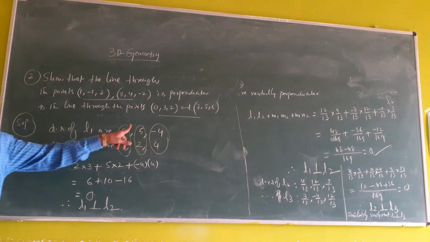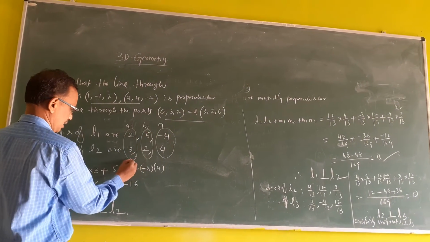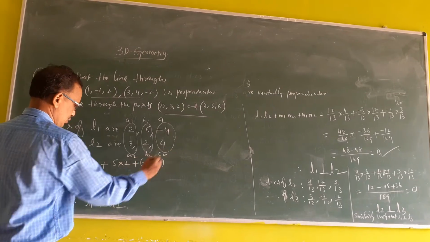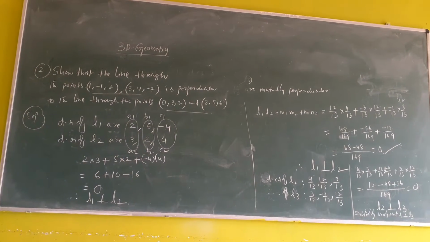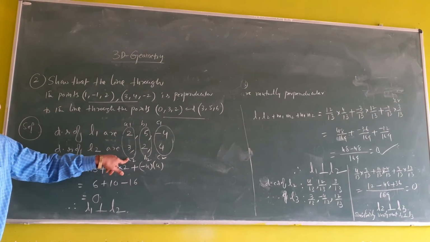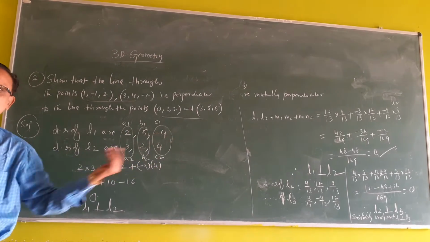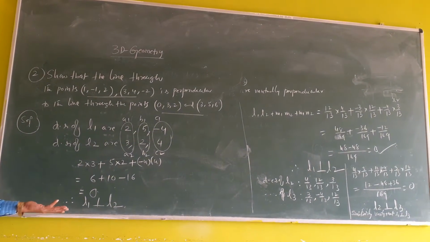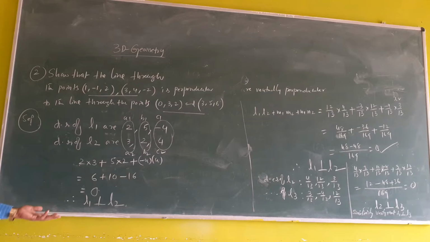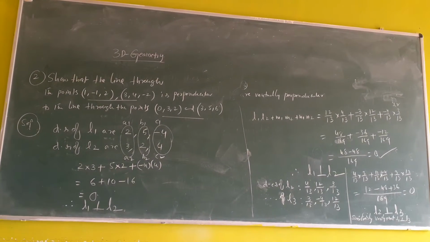With A1, B1, C1 and A2, B2, C2, we have the perpendicularity condition: A1 A2 plus B1 B2 plus C1 C2 equal to 0. Then the two lines are perpendicular. So that condition is verified.